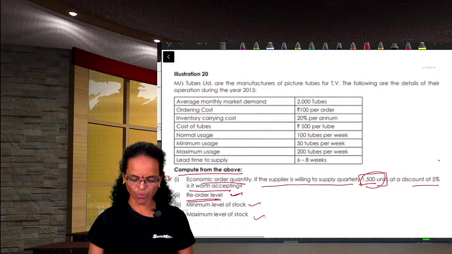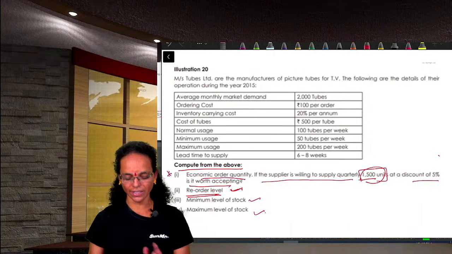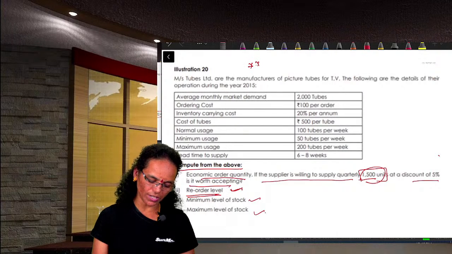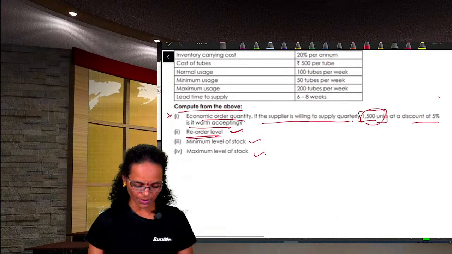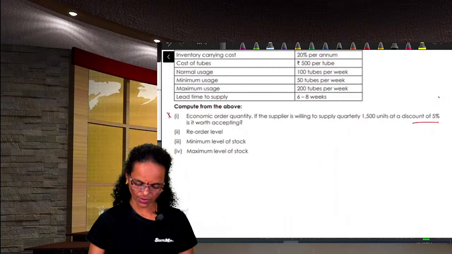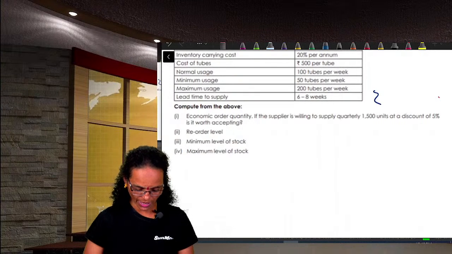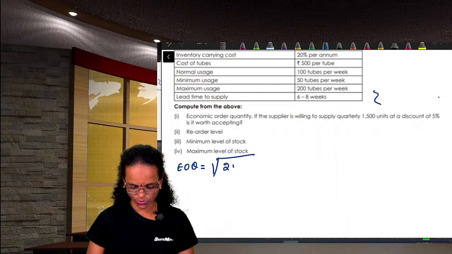See why I am doing this problem of the same kind in this sense. This is an important problem. So that is the reason I am doing it here. See, we'll take blue color. Okay. Economic order quantity. Economic order quantity is the square root of 2AO by C.